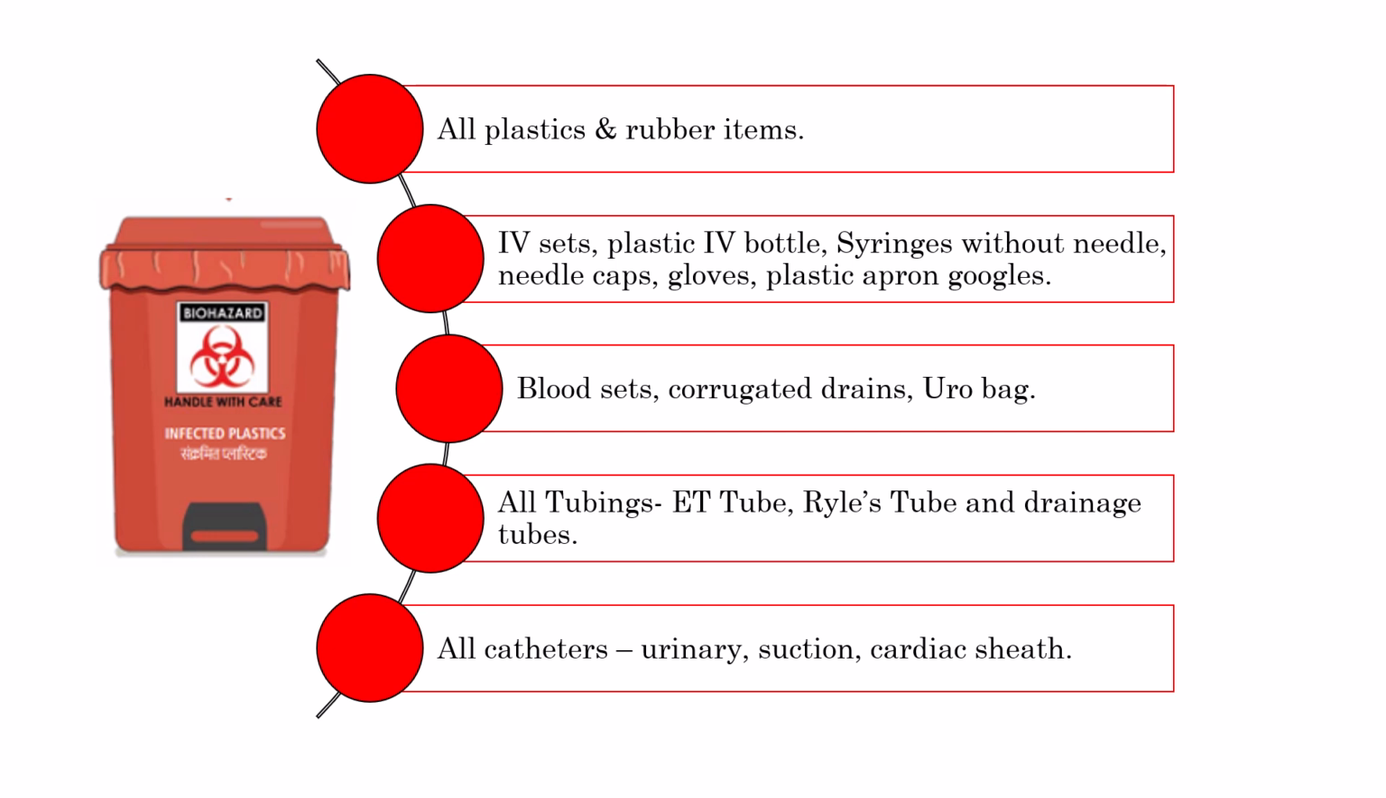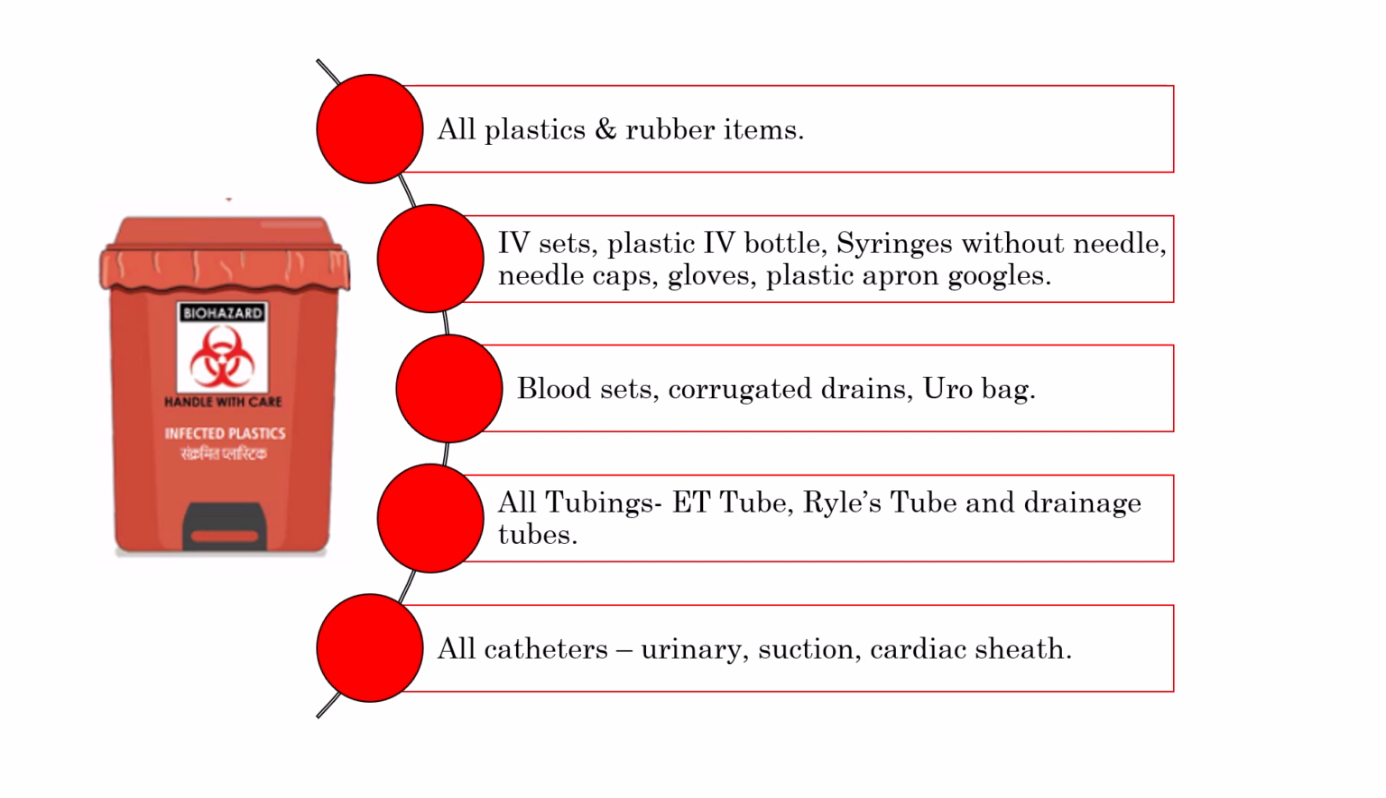The second bag is the red bag: all plastic and rubber items, IV sets, plastic IV bottles, syringes without needles, needle caps, gloves, plastic aprons, goggles, blood sets, corrugated drains, urobags, all tubings, ET tubes, Ryle's tube and drainage tube, all catheters, urinary, suction, cardiac sheath. All these are kept in the red bag.